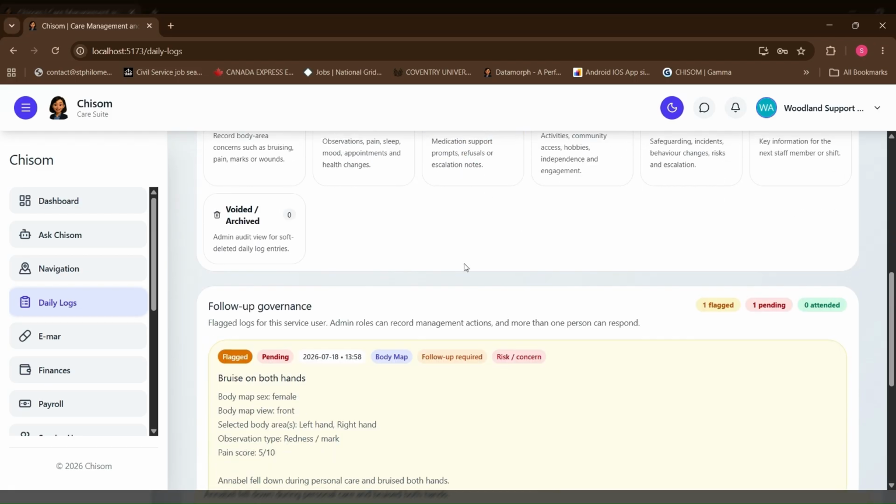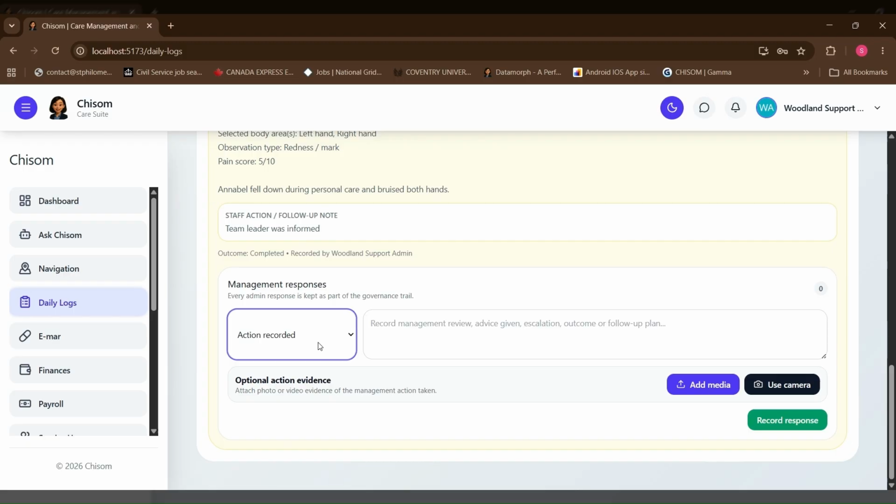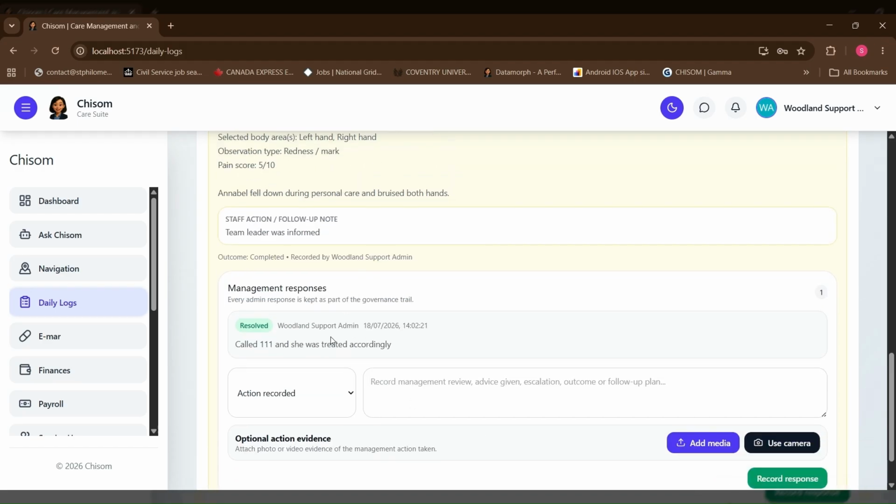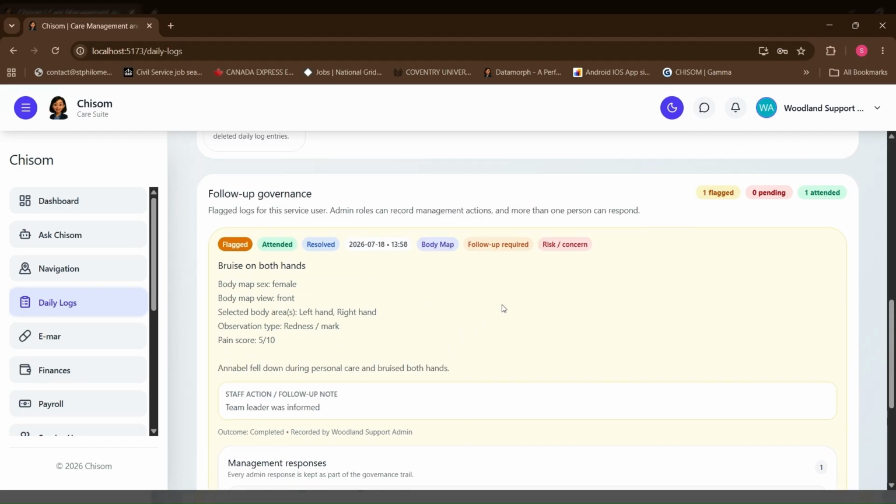So if I come over here, for instance, let's say me as admin, I feel I've resolved the issue, right? So I can write something like code 111 and she was treated accordingly. So with this, as management, I've treated this as resolved, and then I can record response. So my response shows here. The essence of this is for audit.